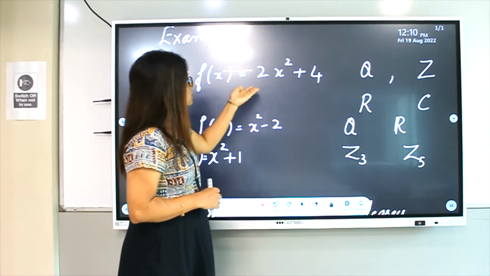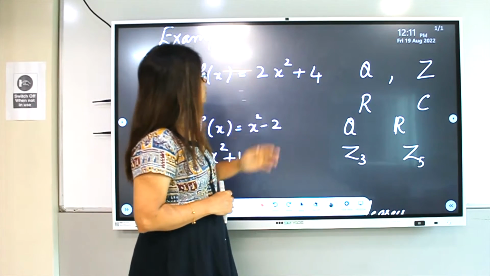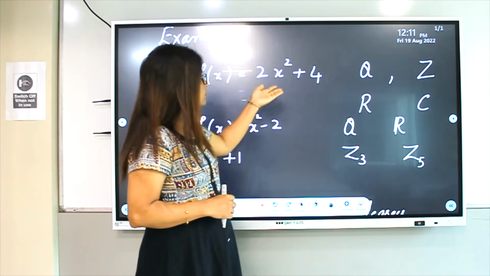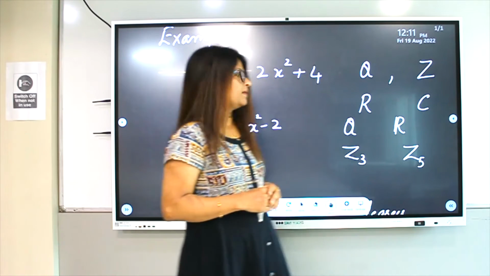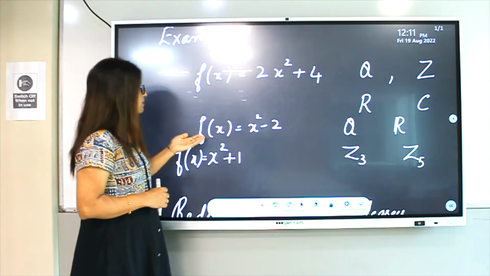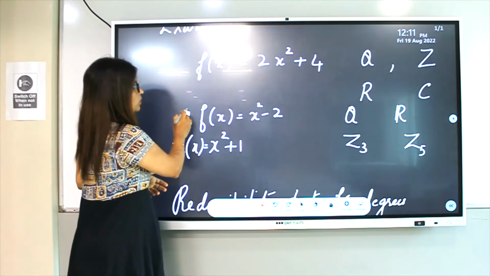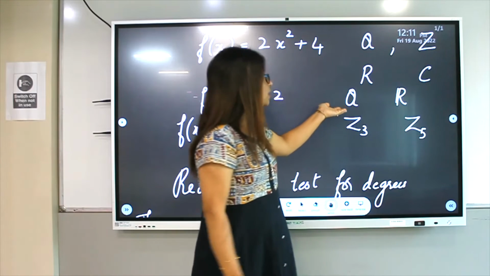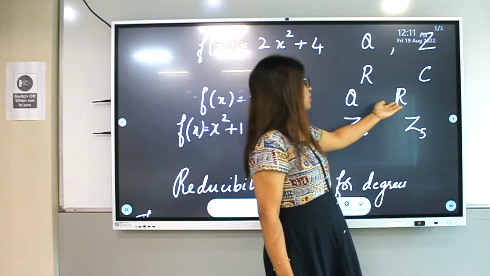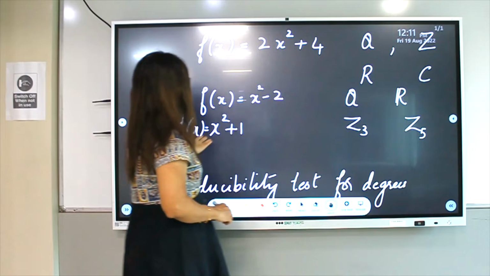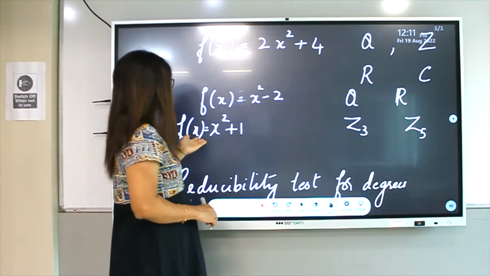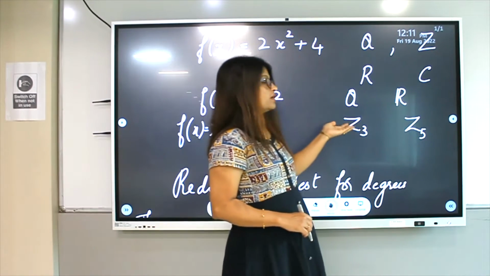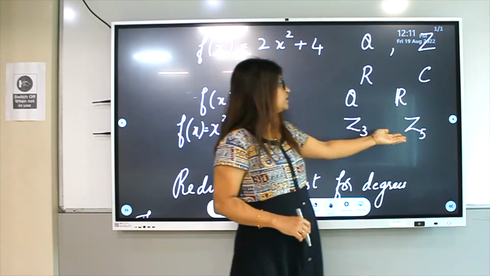That is because in the factorization 2 times (x squared plus 2), none of the factors is a unit in Z[x]. Now consider the next example, f(x) equal to x squared minus 2, which is irreducible in Q, whereas it is a reducible polynomial in R. And another example is f(x) equal to x squared plus 1, which is irreducible in Z3, whereas it is reducible in Z5.